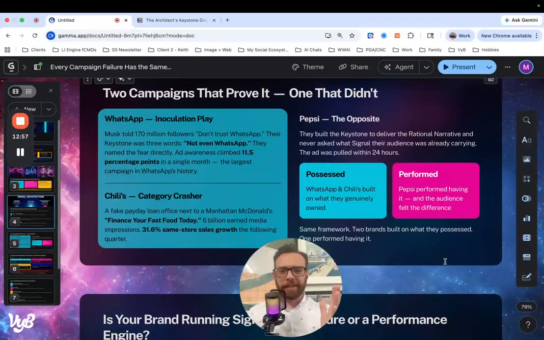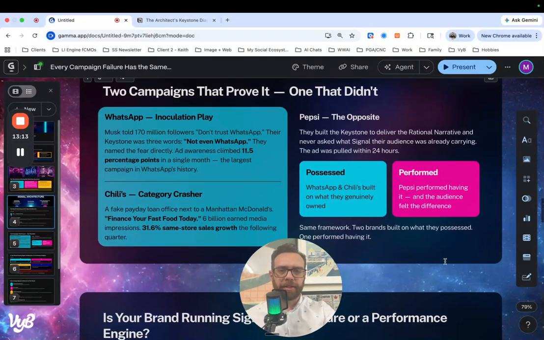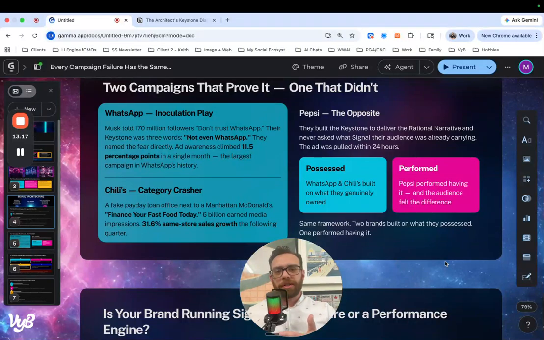And what do they do? They smile, they take it all in. Everything's good. You know, Pepsi will just make everything better and solve what Martin Luther King Jr. and other race relations advocates tried to do. But, you know, Pepsi, this can, that's what's going to solve it. It's going to bring us all together. So WhatsApp and Chili's built on what was genuinely owned in their brand with their audience. Whereas with Pepsi, they were trying to perform authenticity. Pepsi performed having it, and the audience just totally felt the difference, and they pulled the ad within 24 hours. You can see the ad up there. It's just tone deaf. It doesn't seem like it connects with the audience.